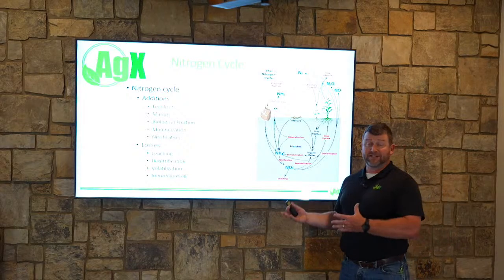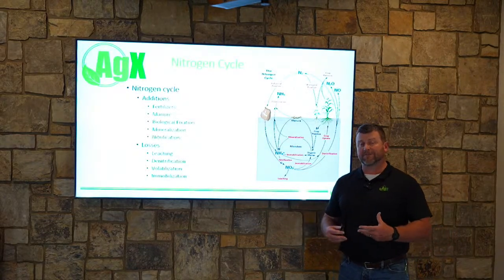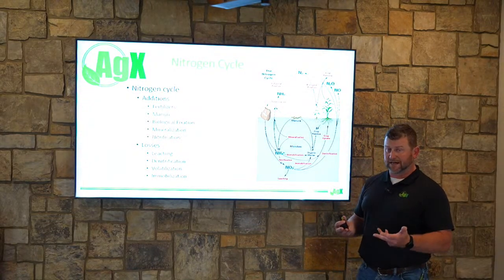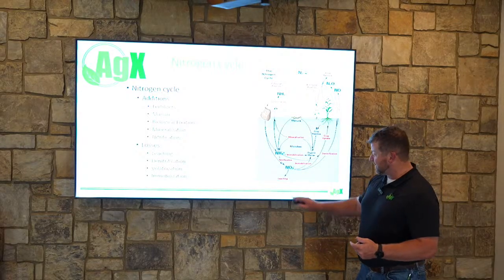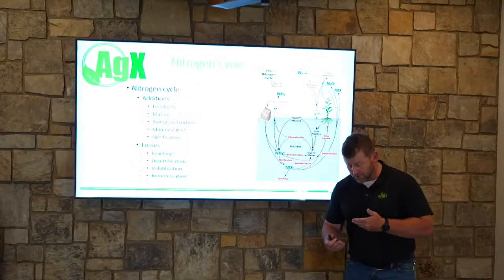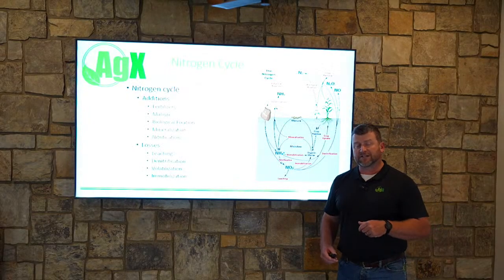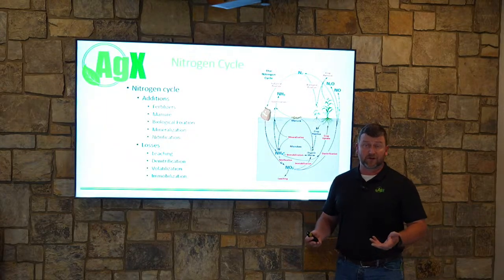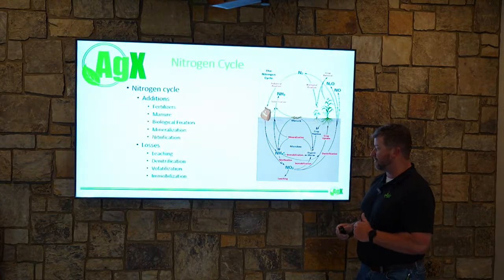However, while we have additions that are available, we also have the potential for loss from our soil nitrogen cycle. Those are going to be the key ones that we're going to talk about. We're going to look at the idea of leaching, that negative charge of the nitrates moving the nitrogen down through that soil profile, exiting the rooting zone where it's no longer going to be available to your crops.